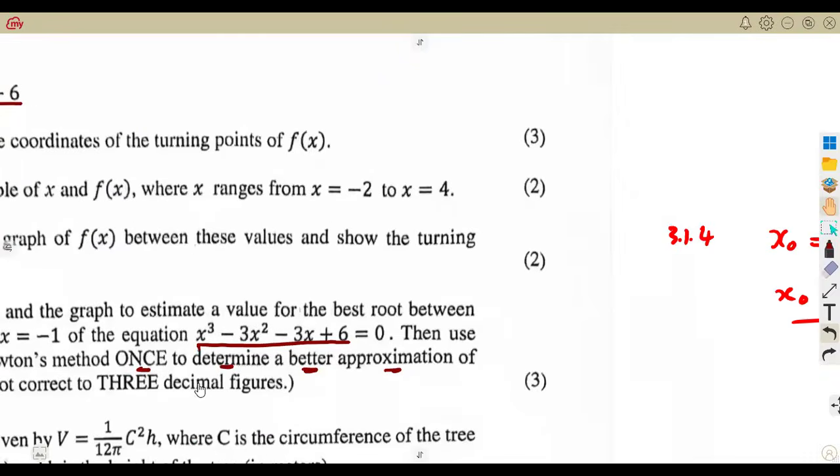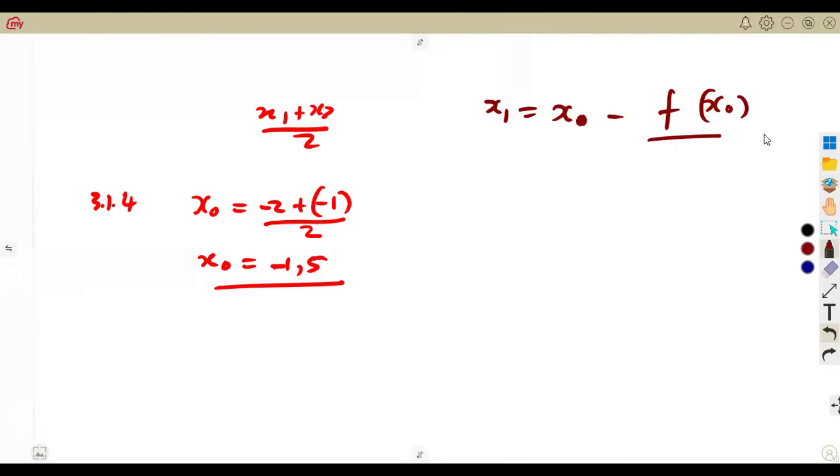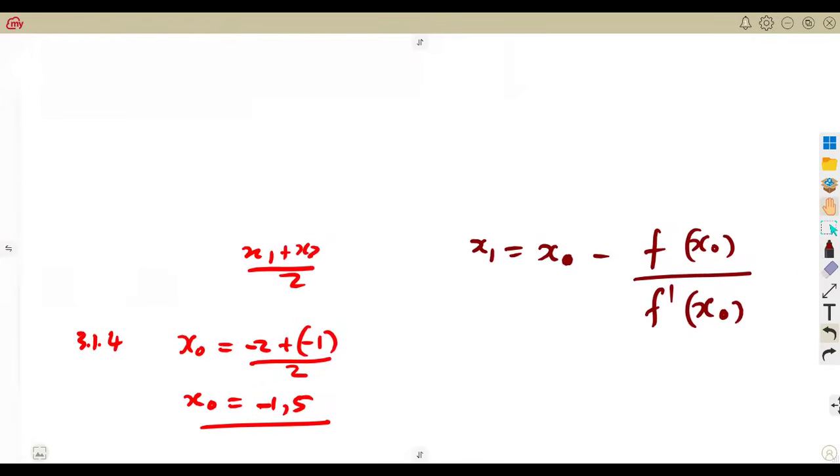So meaning to say, they're saying you're supposed to use it once, to 3 decimal places. How do we use our Taylor's method in simplifying any other root that you're going to have? So x1 is equal to, from x naught that you have, x naught minus f of x naught, everything over the first derivative of that x naught. So when you're referring to f of x naught, we are taking from the f of x that you had.